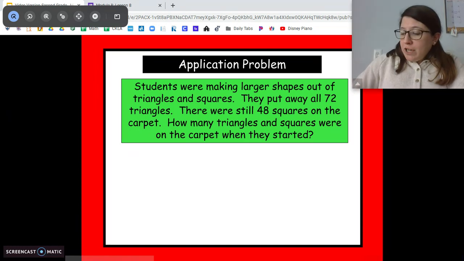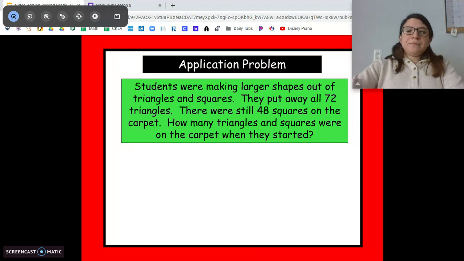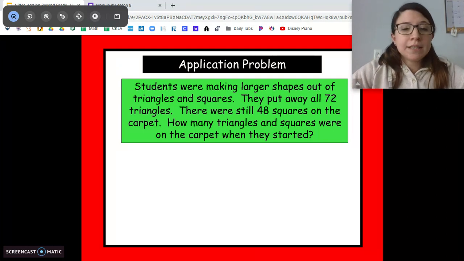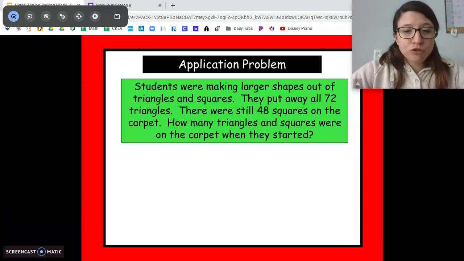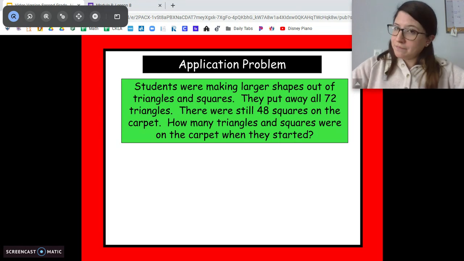Students were making larger shapes out of triangles and squares. They put away all 72 triangles. There were still 48 squares on the carpet. How many triangles and squares were on the carpet when they started?